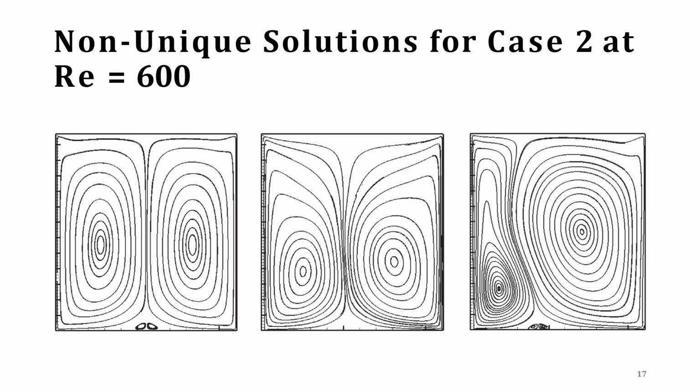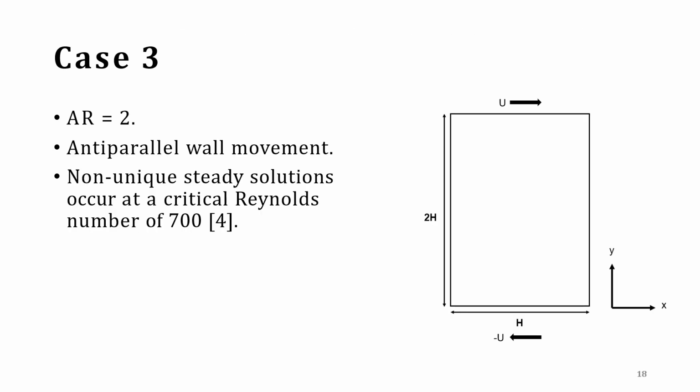lattice Boltzmann method. The third case considered was a double-sided rectangular cavity with an aspect ratio of 2 and anti-parallel wall movements. The top and bottom boundaries move with a constant velocity of u in opposite directions. The critical Reynolds number where multiple steady solutions occur for case 3 was found at a Reynolds number of 700. For this case, four different Reynolds numbers of 50, 200, 500, and 700 were considered.